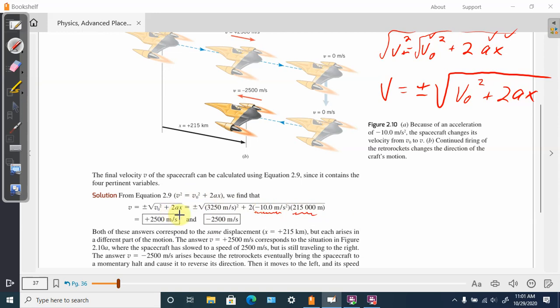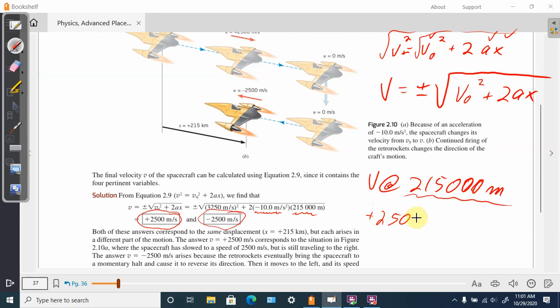Now, the interesting part is that we get 2 values. Why? The velocity at 215,000 meters gave us two different answers. At 215,000 meters, my velocity is going to be both positive 2,500 meters per second and negative 2,500 meters per second. Why?